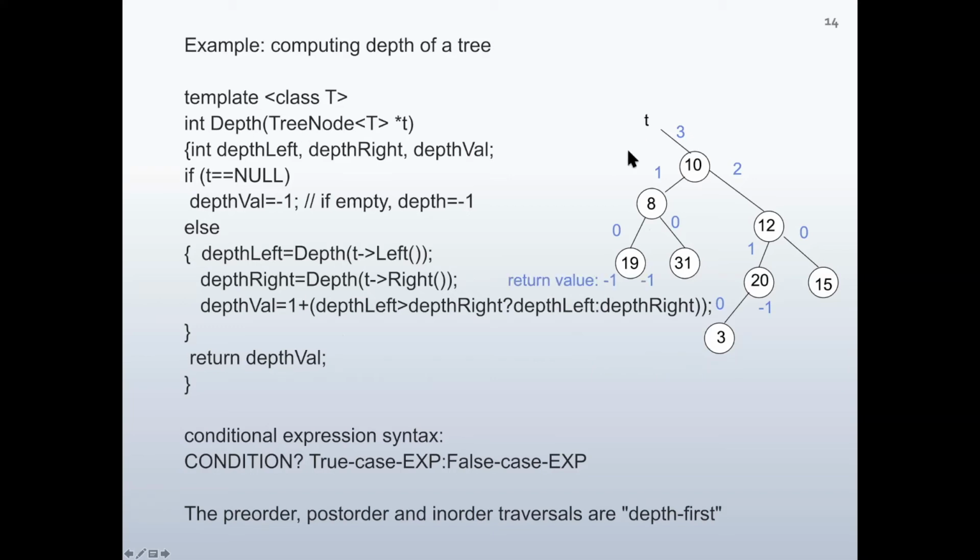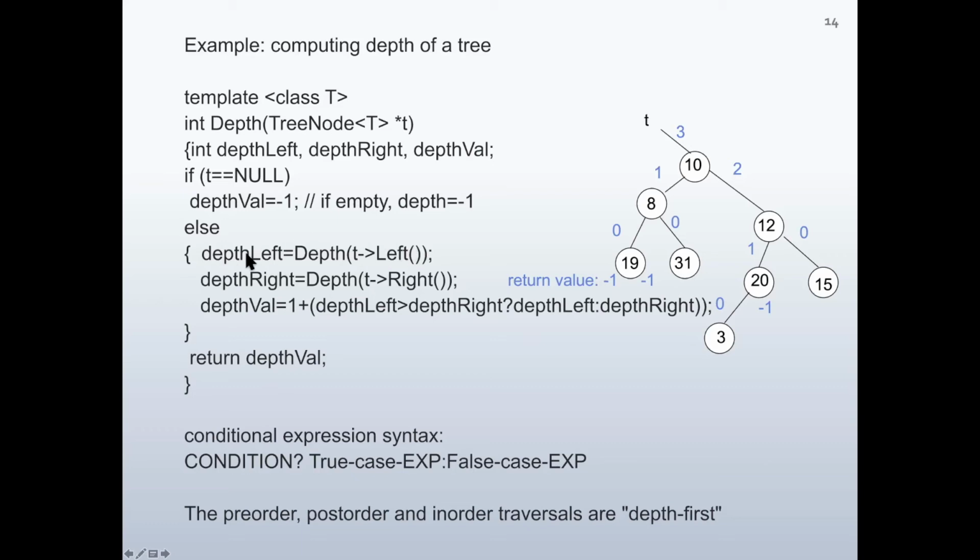The function depth is called with the pointer t, which points to the root of the example tree. The value of the pointer is not null, so we go to the else part. In the else part, depth left is set to the return value of the function depth. There is a recursive call with the left subtree. So we go to the left subtree, and here again we go to the left subtree. For this node, if we go to the left subtree, t is null. So there will be a return value of -1 from the function.